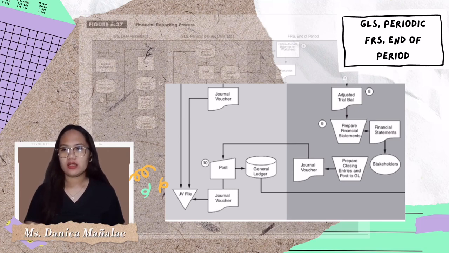Alongside making the financial statement is the entering and posting of closing entries. So in the closing entries, all the accounts in your income statement, you will close them into your retained earnings.